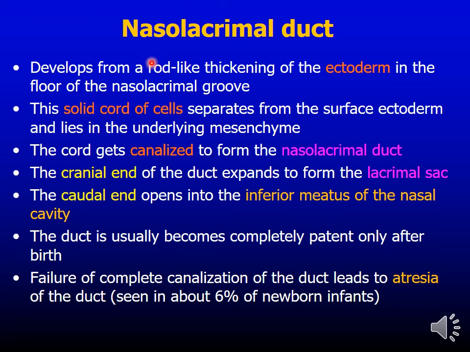The nasolacrimal duct appears as a rod-like thickening of ectodermal tissue in the floor of the nasolacrimal groove. It appears as a solid cord of cells that separates from the surface ectoderm and lies in the underlying mesenchyme. This will later on be canalized to form the nasolacrimal duct. The cranial end of the duct expands to form the lacrimal sac, whereas the caudal end opens into the inferior meatus of the nasal cavity. This duct becomes patent only after birth.